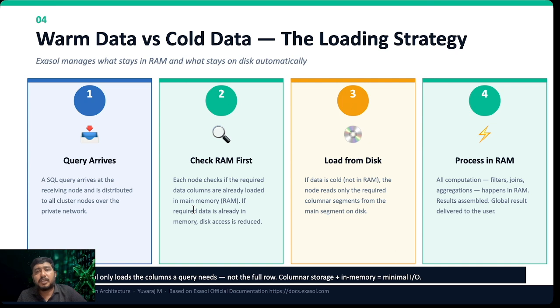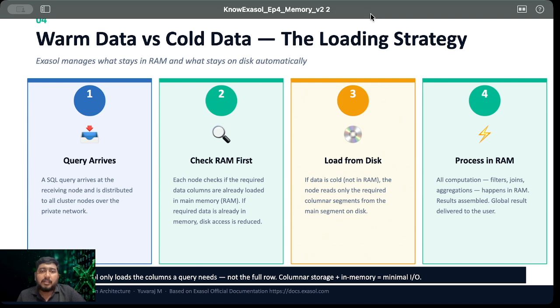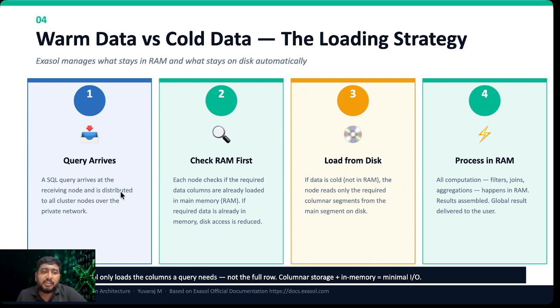So now let's see what happens when a query arrives: warm data versus cold data. The receiving node distributes the query across the cluster. Each participating node first checks whether the required data is already available in the main memory, nothing but a cache kind of thing. If it is, the query can continue immediately with minimal disk access. If the required data is not currently resident in memory, only the required columnar segments are loaded from disk. The actual filtering, joining, and aggregation operations then happen in memory.